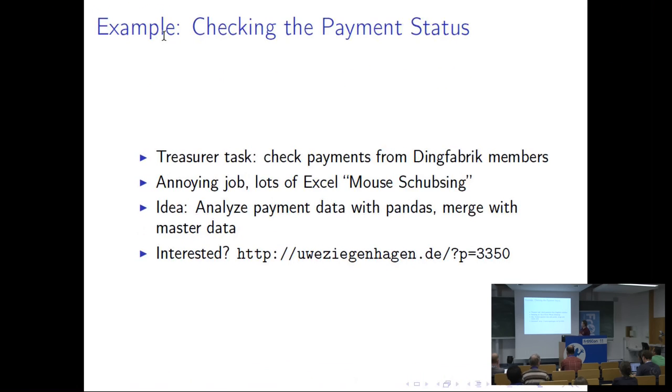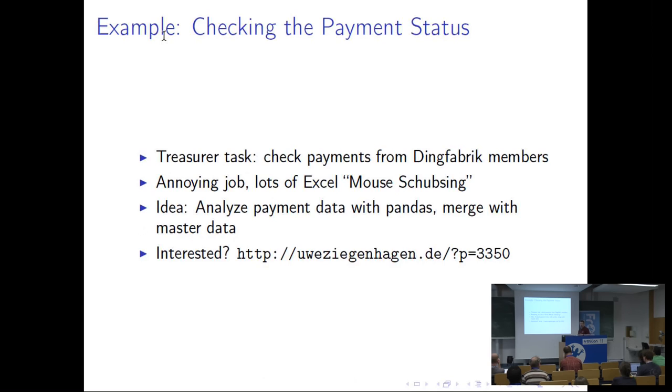Yeah, just another example from this treasurer job. I have to check the payments. So, did member XYZ pay his duty? And if you do that manually, you have to do it in Excel. You have to move the mouse a lot until you get what you want. And I said, why not use the payment data with pandas together? And I can merge them with the master data.